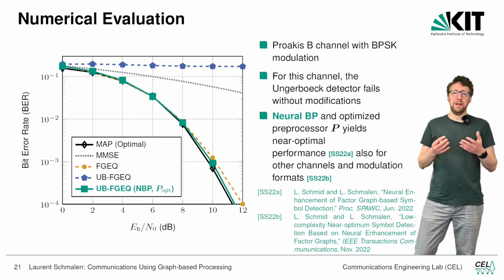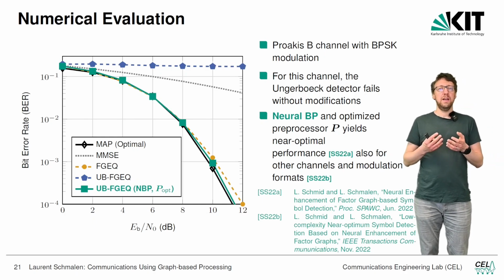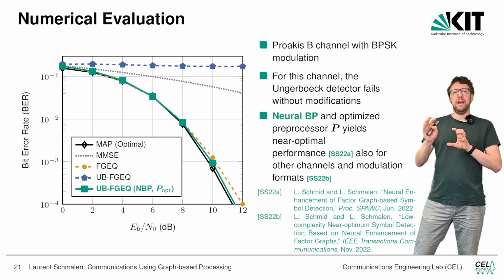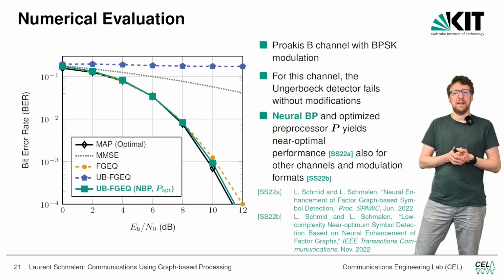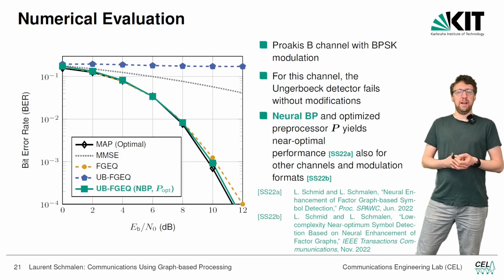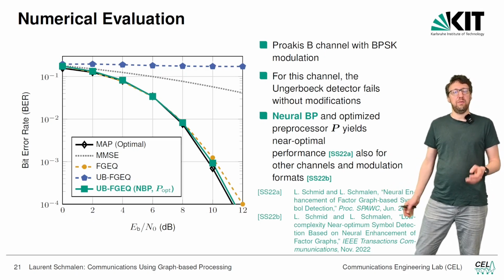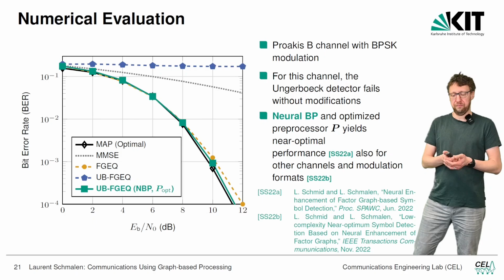And this also works for some other channels. We also have other techniques on how to improve or how to modify the Ungerboeck factor graph based equalizer or symbol detector using different techniques, all based on null belief propagation. And if you're interested, I will also link the 2 papers that we have in the description below.